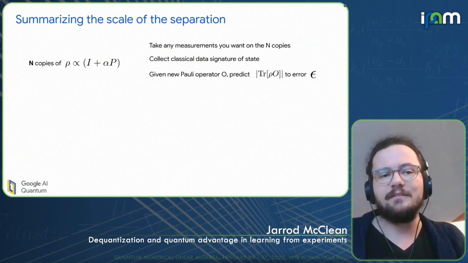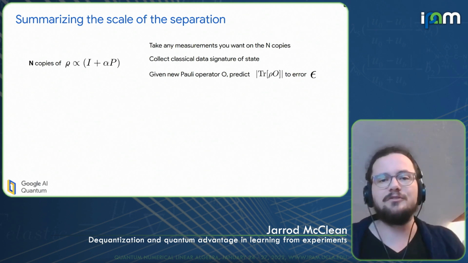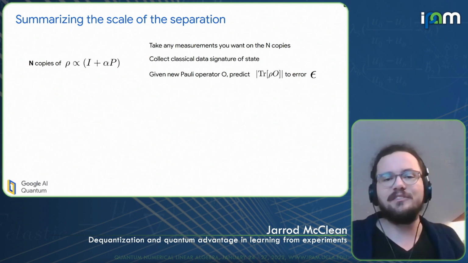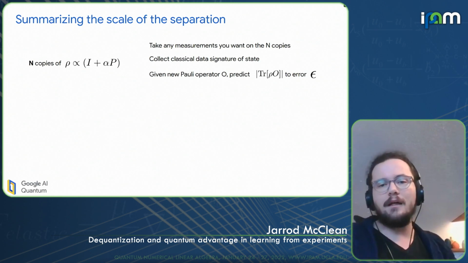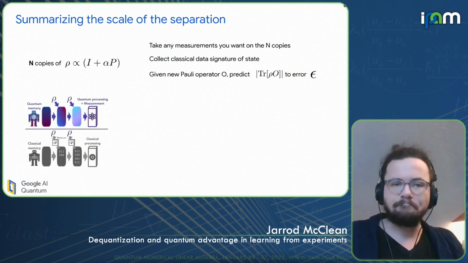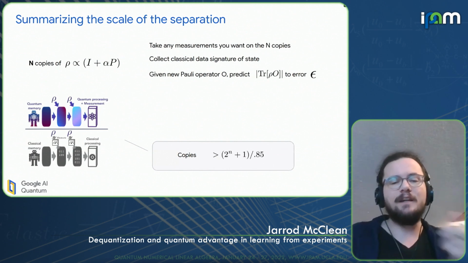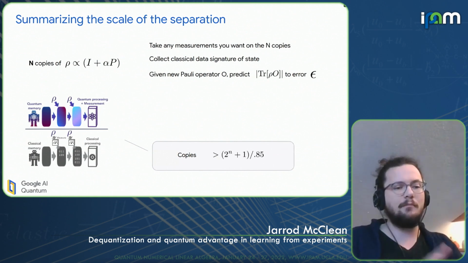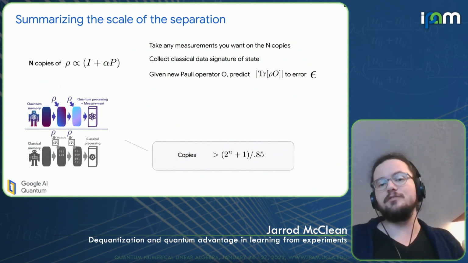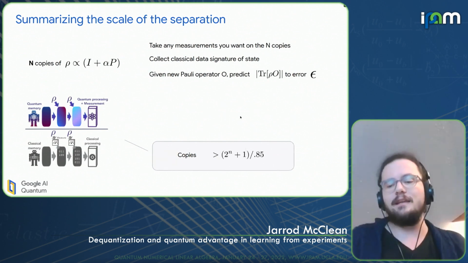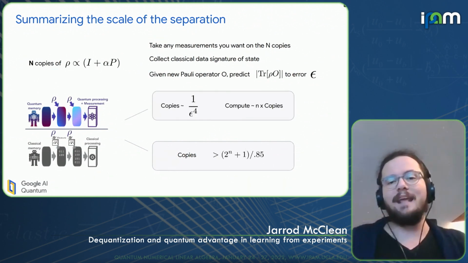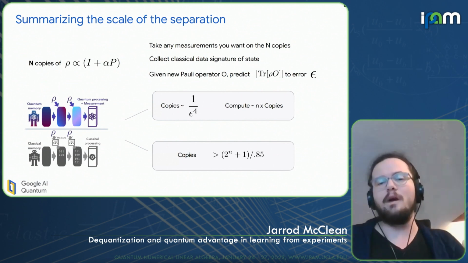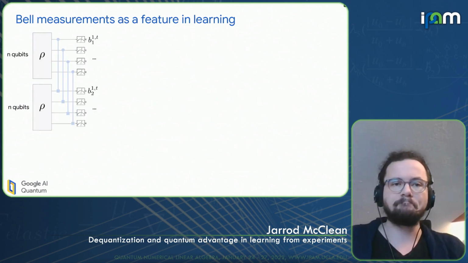So in summarizing the scales of separation, you've received n copies of this interesting state rho, maybe from a quantum sensor. You've taken any measurements you want, you've collected classical signatures, and now I hand you a new operator O, and you tell me its value. In the conventional setting, where I can do any quantum processing I want but on single copies, so this is an even more powerful setting than most traditional sensors and processing you'd have, you need at least 2 to the n copies. And in this quantum enhanced setting where I'm using only 2 copies at a time, I only need 1 over epsilon to the 4th copies.